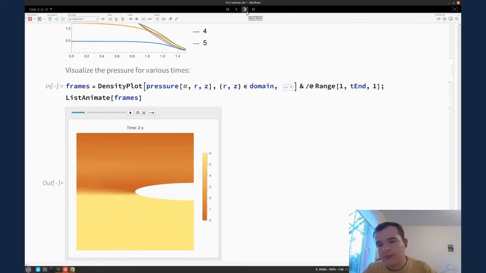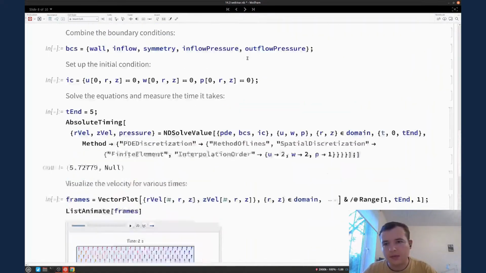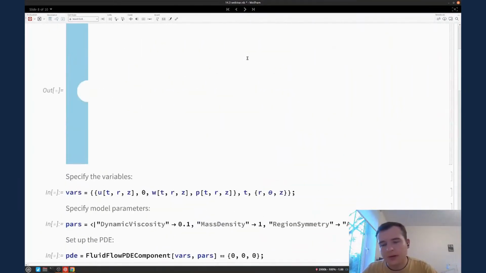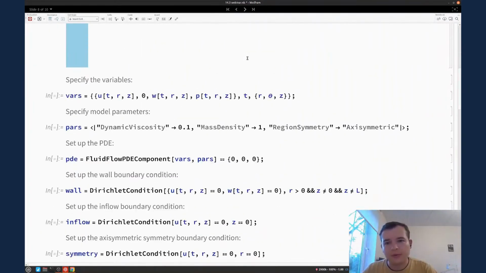So that's it. That's basically how you use the fluid flow PD component to model the axisymmetric flow. And as you can see, it's fairly easy. The only difference from the standard Cartesian Navier-Stokes equations in the Cartesian coordinates is that we slightly modify the variables and we add the region symmetry set to axisymmetric. So modeling axisymmetric flow is very easy, used in the Wolfram language.